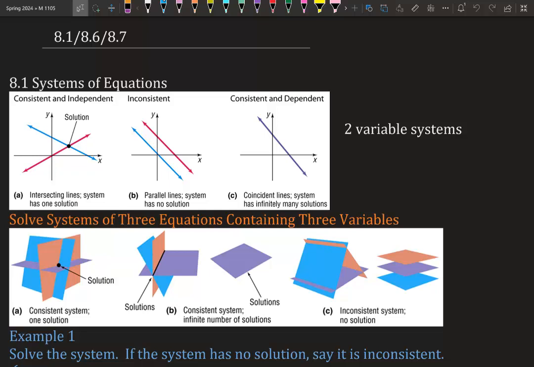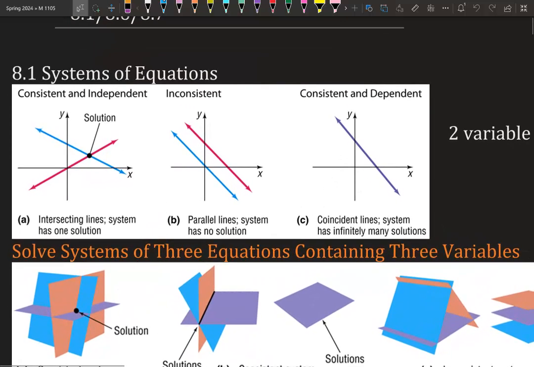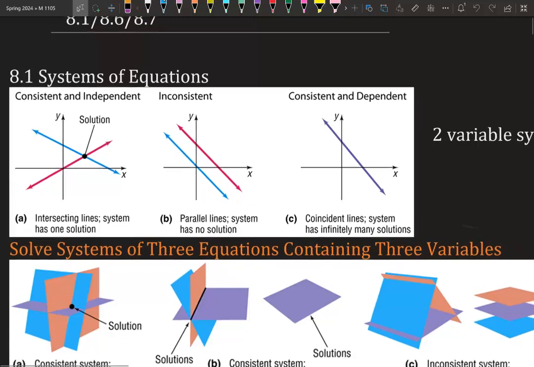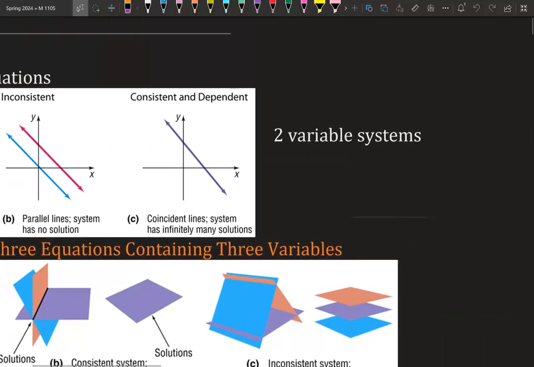So we've known about systems of equations. That's when you have 2 equations, you put them together, you find stuff out about them. The supply and demand from chapter 4, that's a system of equations. So this is what we're used to: when they cross, that's the solution. If they're parallel lines, they're inconsistent. If they're the same line, they're consistent and dependent. So that's what 2 variable systems look like.